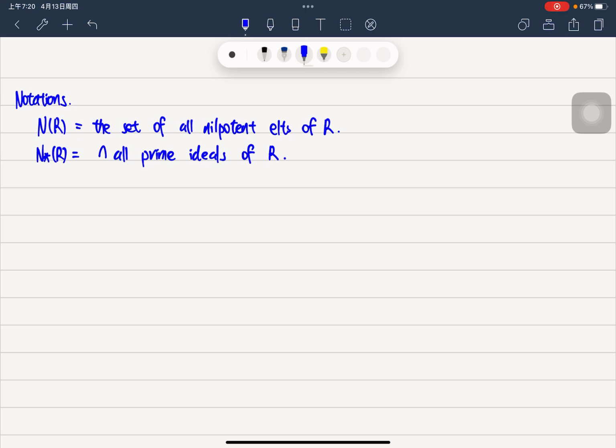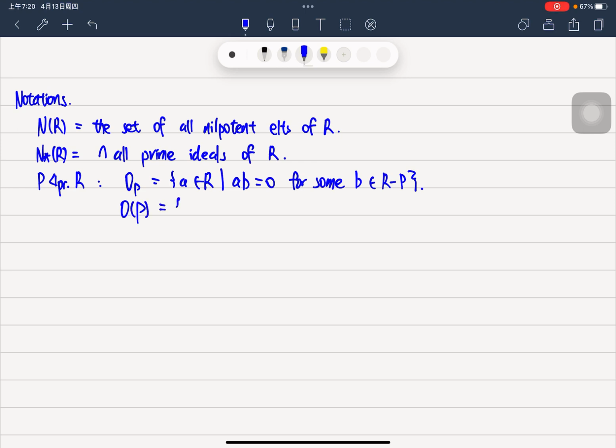And we will use these notations. If P is a prime ideal of R, then we will use O over P, which is the set of all the elements a in R such that ab is 0 for some b in the complement of P. And O_P is the set of elements a such that arb is 0 for some b in the complement of P.